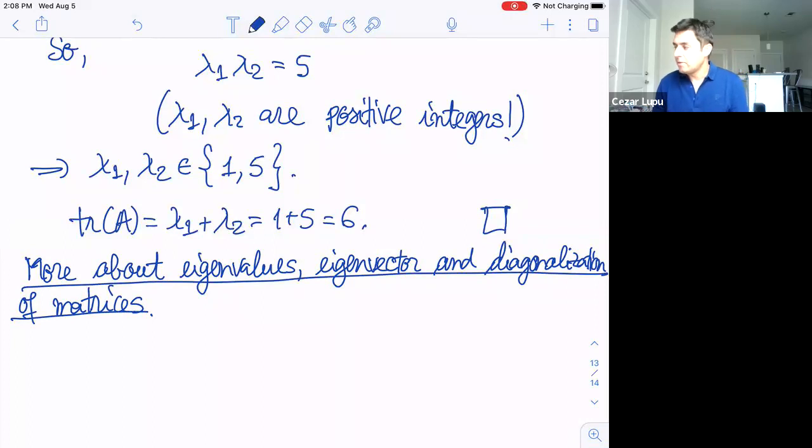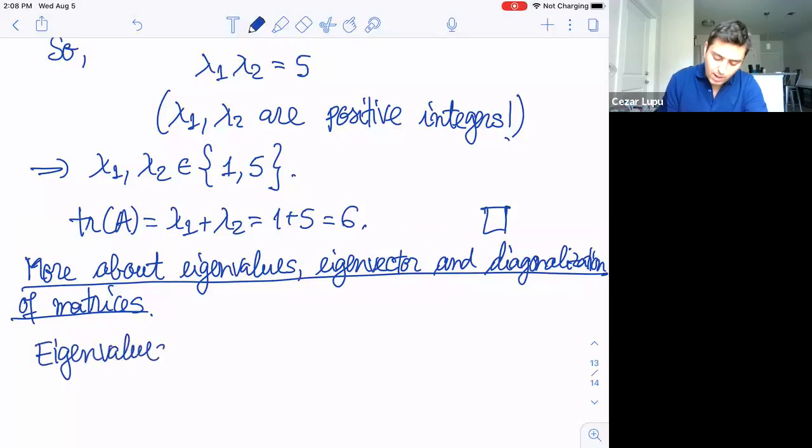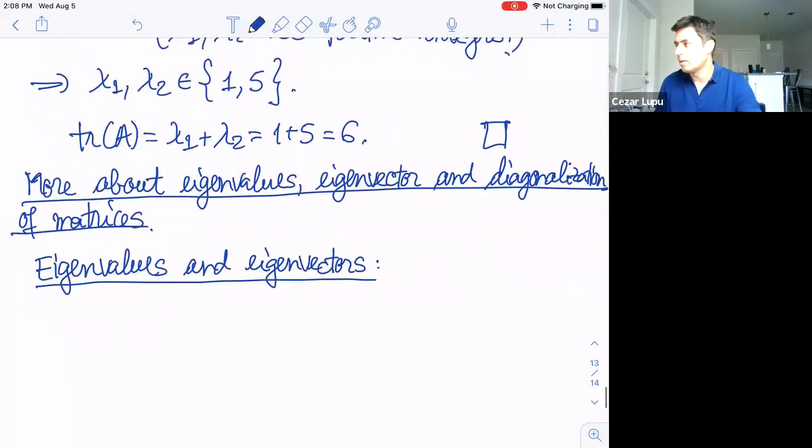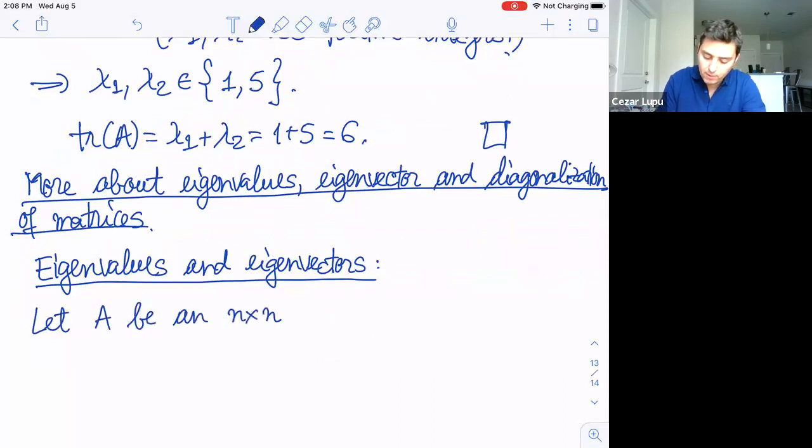All right. Before I go and do some problems, let me remind you of some things about eigenvalues and eigenvectors. As you probably know by now, the eigenvalues and eigenvectors can be found using the characteristic polynomial, right? So let's talk about this. Let A be an n by n matrix.